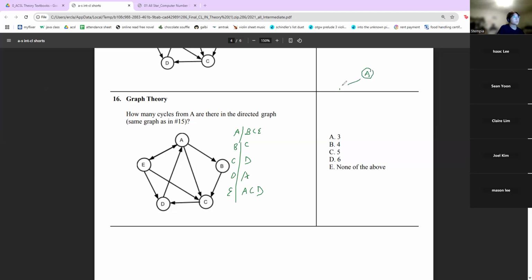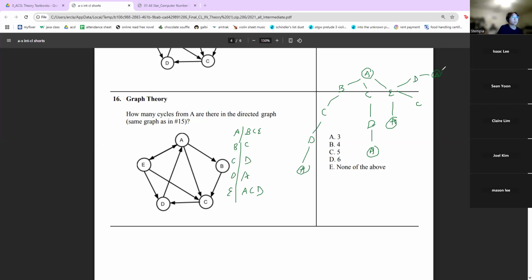A can branch into B, C, and E. B can branch to C, C can branch to D, E can branch to A, C, and D. So A is the end of a cycle. Let's circle that. C is fine, D is fine. C can branch to D, D can branch to A, so this is the end of the cycle here. This one will also branch to A.